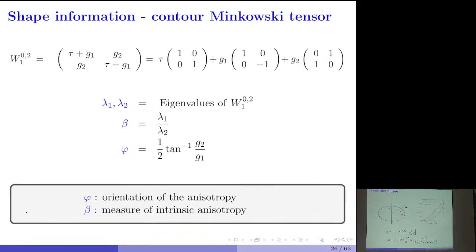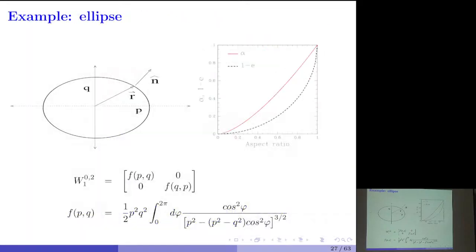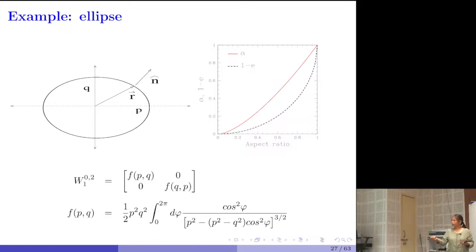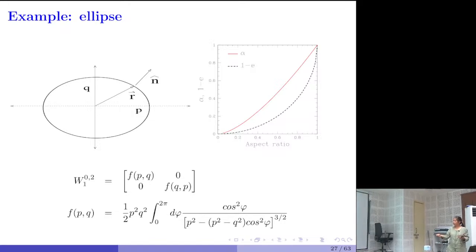So what you see here is that it is a 2 cross 2 matrix which is diagonal, but the two diagonal elements are unequal in general. And the expressions for the diagonal elements are given here. It has P and Q, the semi-major and semi-minor axes, and this is an integral over some variable theta, which is not the same as the orientation I defined. It's just a dummy variable which gets integrated out, and this integral can be carried out, and the numerical value of this will depend on what P and Q are.